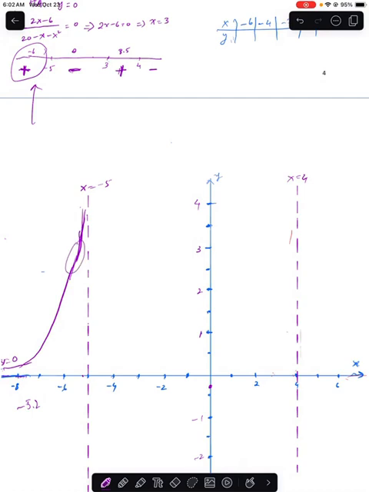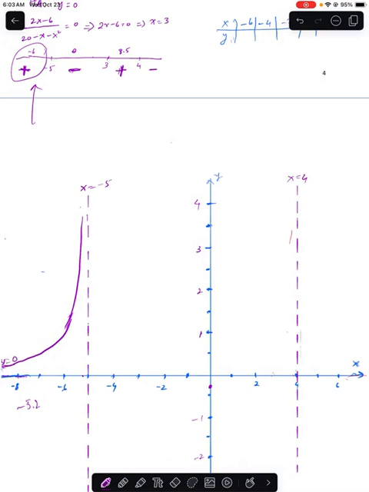So maybe a little better than this would be something like that. Okay. Now just don't make an L type shape.